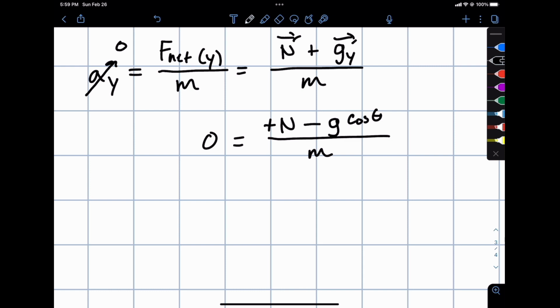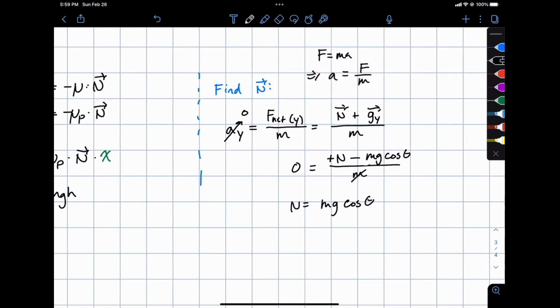Anyways, we can solve for n. Solving for n, you cancel m from both sides. M is gone, so n equals g cosine. Wait, I realized I did something wrong. It should be mg cosine theta. So n equals mg cosine theta. That is our n.